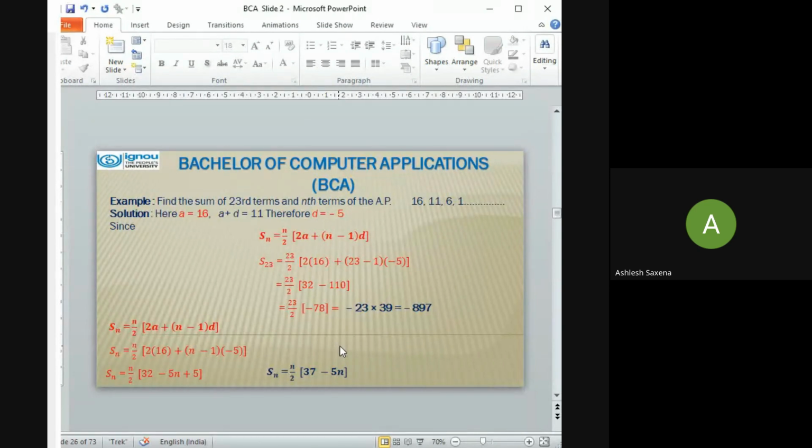Is that clear? Yes, sir. It's clear. The second part was to find the nth term of this AP. So what will you do? You have to find the sum of the nth term. It's very simple and very clear. Replace n by n, a by 16, and d by -5. Solve it.